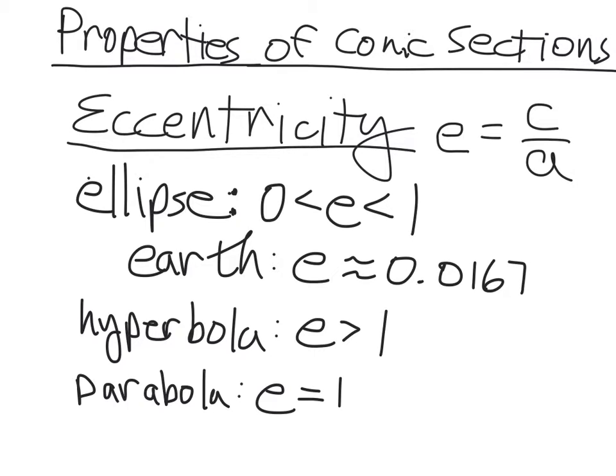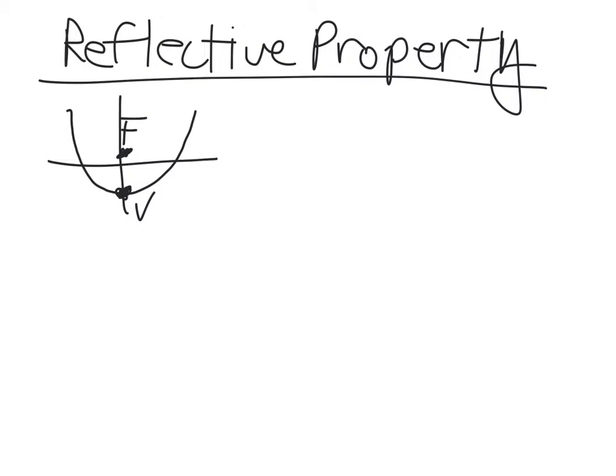Another property is the reflective property, and we'll talk about that here in just a second. For a parabola, we look at the vertex and the focus, and the reflective property says anything that is coming into the parabola is reflected to the focus. The way the shape of the parabola is, any light beam, sound beam, whatever, comes in, hits the parabola, and is reflected to the focus, no matter where that beam comes from.